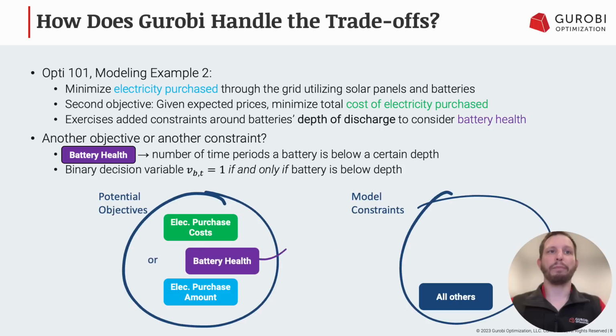We could also consider battery health to be an objective itself, and consider that solely. So we may want to minimize the number of times that a battery goes below this depth of discharge. But that may not be inclusive enough because we're not considering all the purchase costs and purchase amounts. So we may actually just say, hey, let's consider all three of these as part of our objective. And that's what multi-objective optimization is all about.